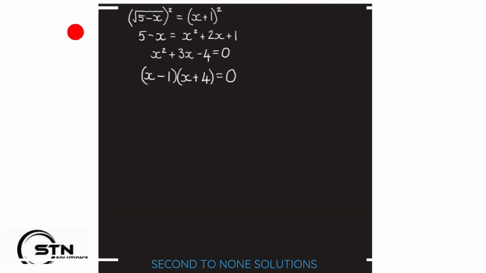Okay, so now we can solve for it. And we know that if one of the factors equals 0 or the other factor equals 0, the statement will be true. So x can either be 1 or x could be -4.